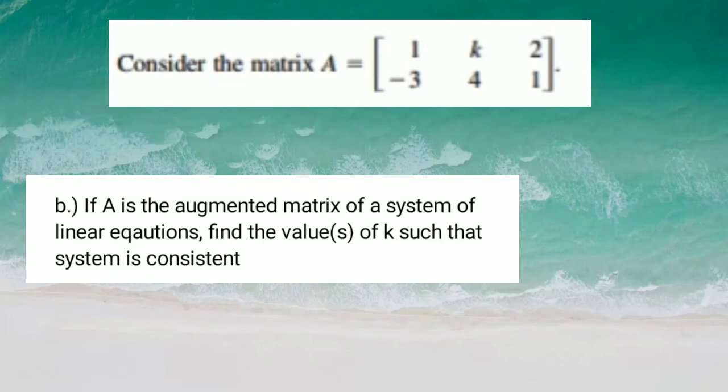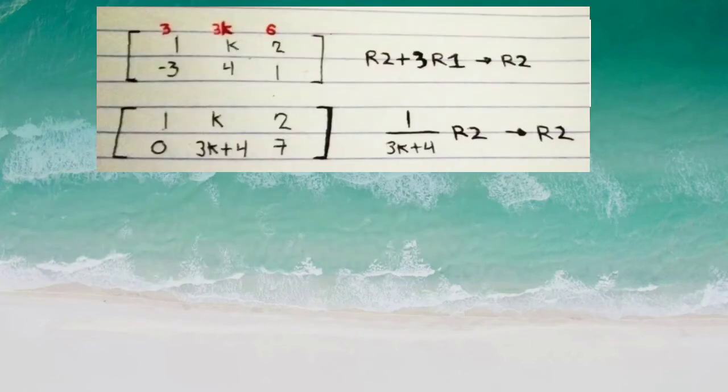B. If A is the augmented matrix of a system of linear equations, find the values of K such that the system is consistent. Using Gaussian elimination produces the following. The goal here is to turn the -3 into 0. We can make it by multiplying 3 into the first row. So R2 plus 3R1 is our new second row, because 3 times 1 is equal to 3, 3 times K is equal to 3K, and 3 times 2 is equal to 6. And at this point, the -3 will turn into 0.